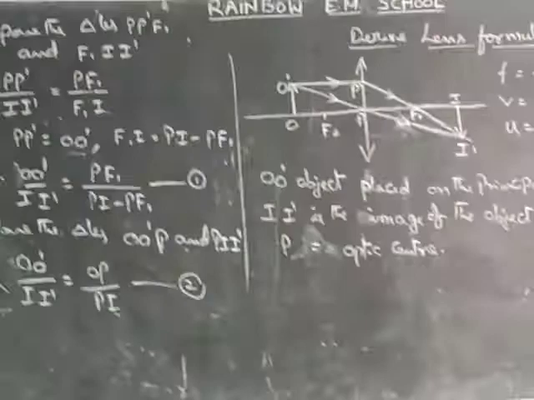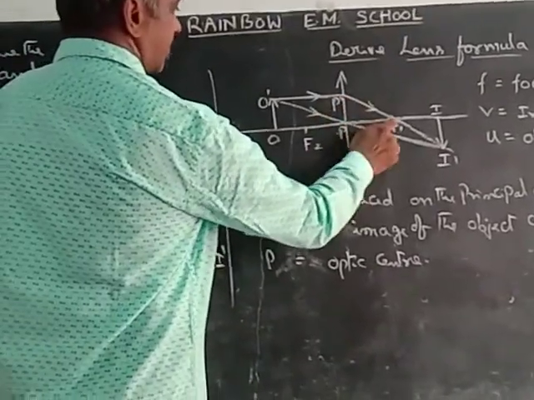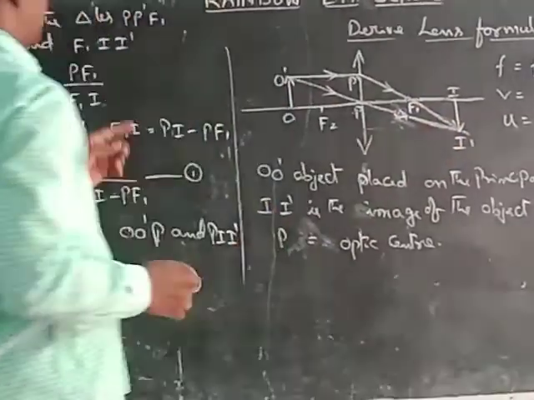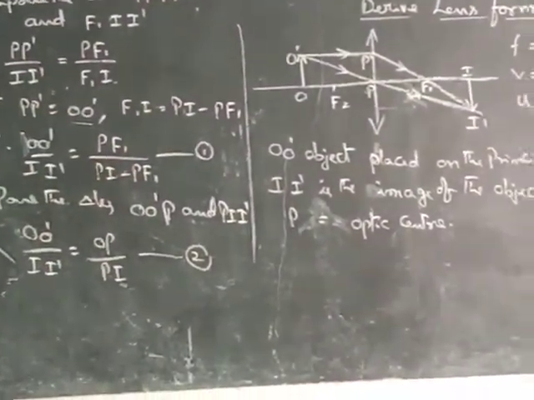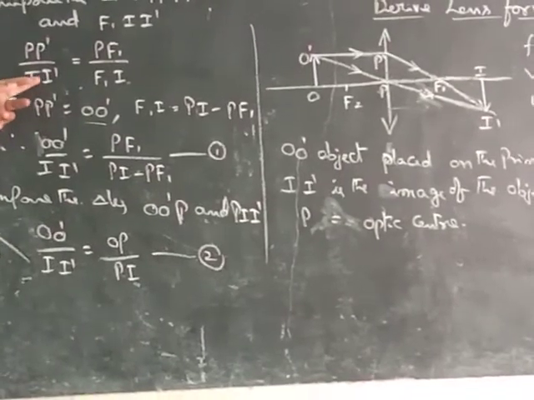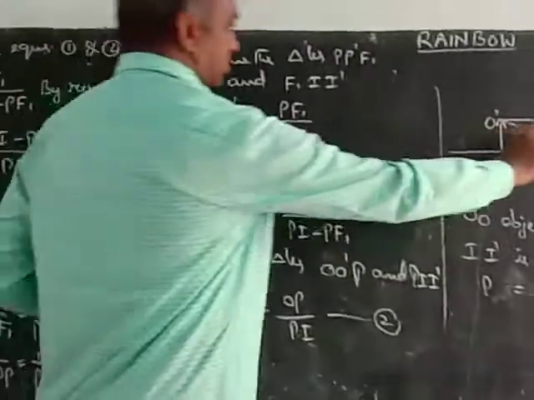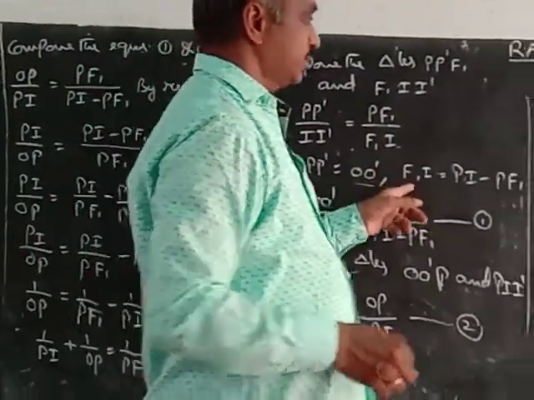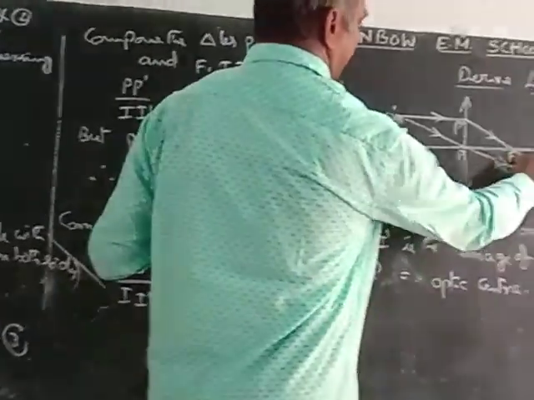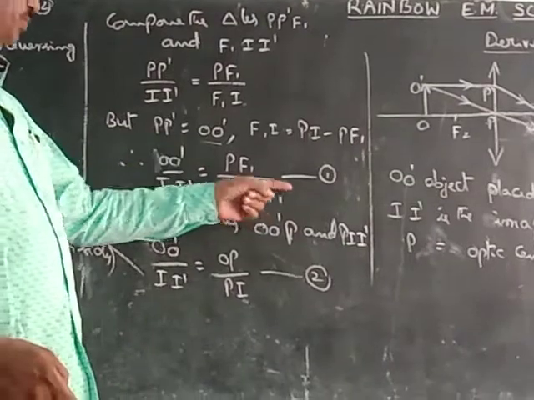Next, by comparing the triangles, that is, take two triangles P P dash F1 and F1 I dash. By comparing these two triangles, you can get equation 1. That is, P P dash by I dash is equal to P F1 by F1 I. But P P dash is equal to O dash. Similarly, F1 I is equal to P I minus P F1. By substituting these two, you can get equation 1.